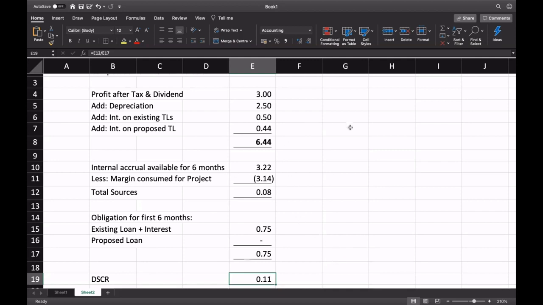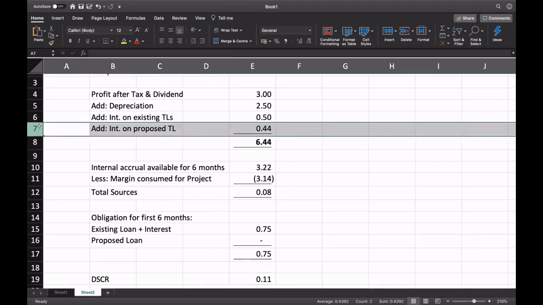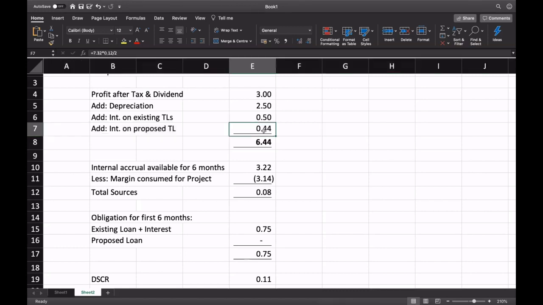Some of you might still have a doubt about why I'm considering this, because in the first 6 months period there is no interest on the proposed term loan. I agree with you. In that case, if I delete this, let's see what happens. If I delete this, I get the internal accrual as 3 crore and I have to take half of it. Then if I look at it from that angle, it will be an even different figure.